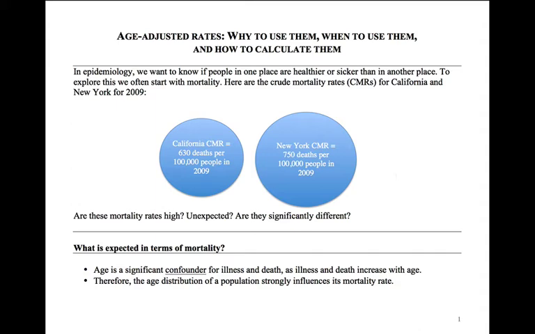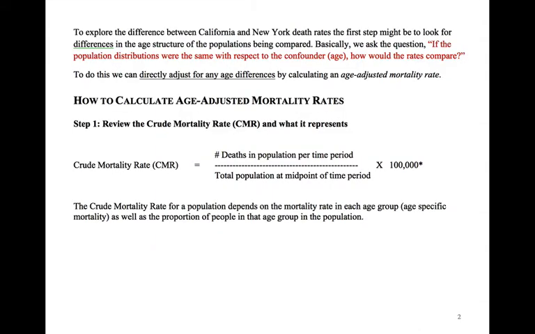Let's explore this. The age distribution of a population strongly influences its mortality rate. So, could the difference in the crude mortality rates in California and New York be related not just to the place, but to the difference in the age distribution of the population in the two states?